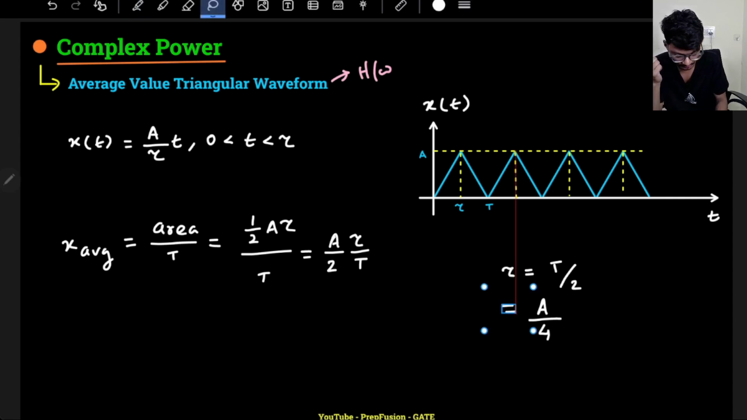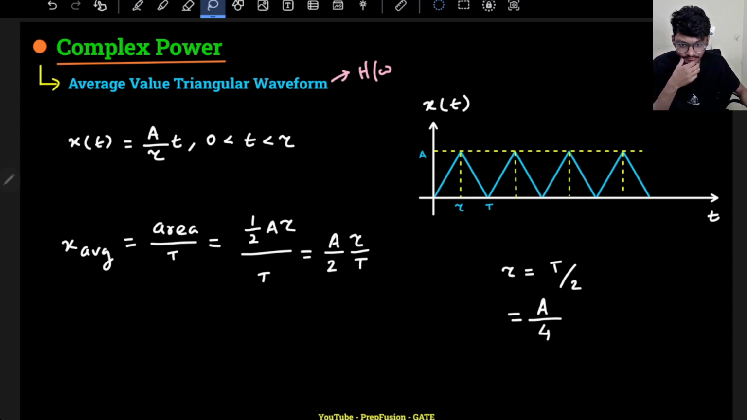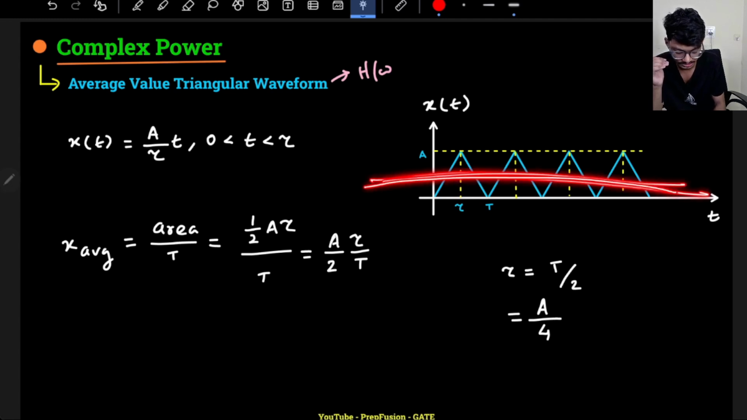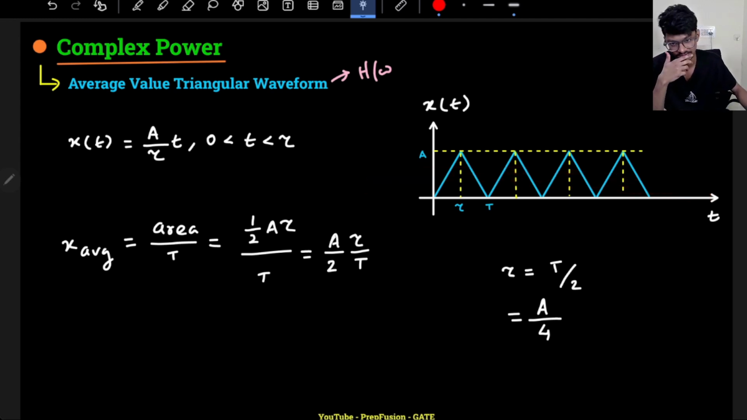So this will be the average value, and it also makes sense, right? Because obviously your area is more towards the lower side. This is A by 2, right? So I can see more area below A by 2 than above A by 2, so ultimately it will pull it down. Okay, that was for the average value.